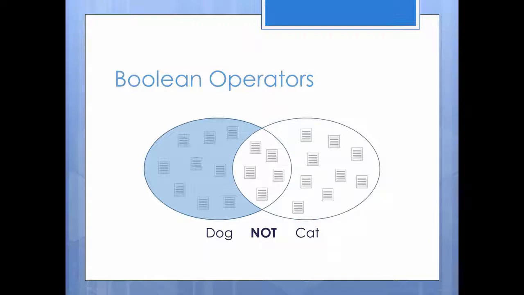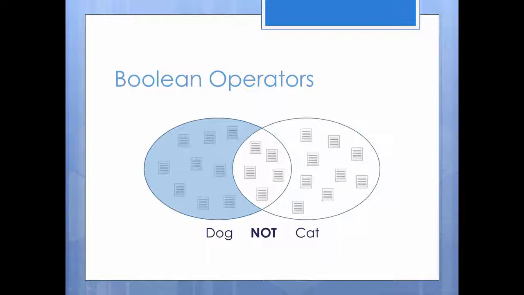Finally, when we search for dog not cat, we retrieve articles that include the word dog except those that also include the word cat. Like the operator AND, not decreases the number of items returned in our search. Use not when you're finding a lot of irrelevant material in your search results that can be easily weeded out by excluding one word from the results.